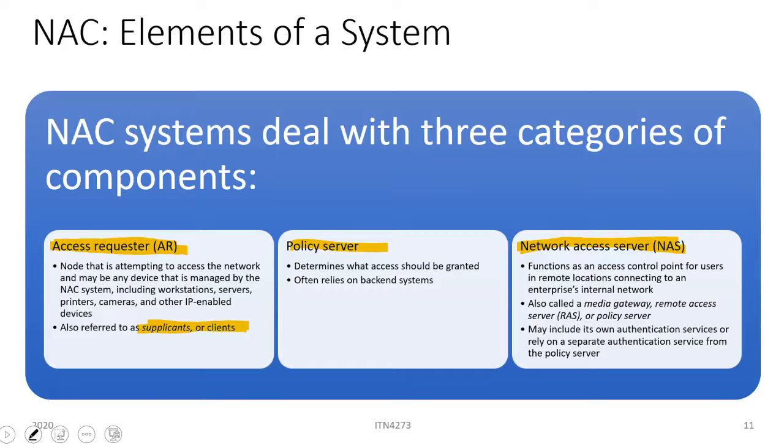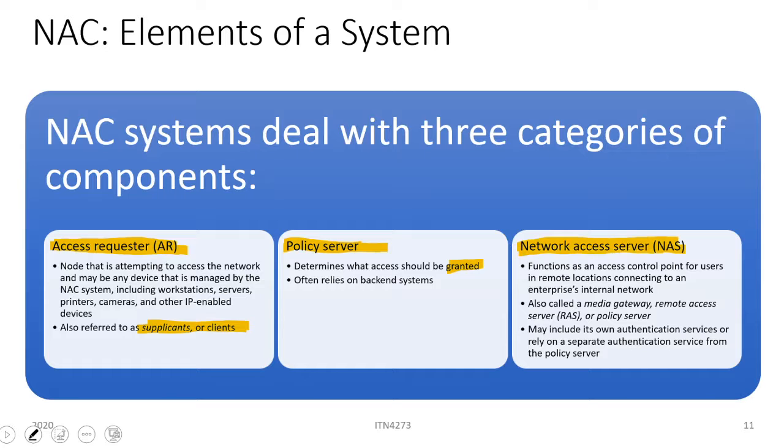So any sort of client in the network, we would call the access requester, the devices that are requesting access. Then the policy server is the component or the device that is going to determine who should be granted access or denied. So this is where the policies regarding who should be given access to the network or not would be managed.